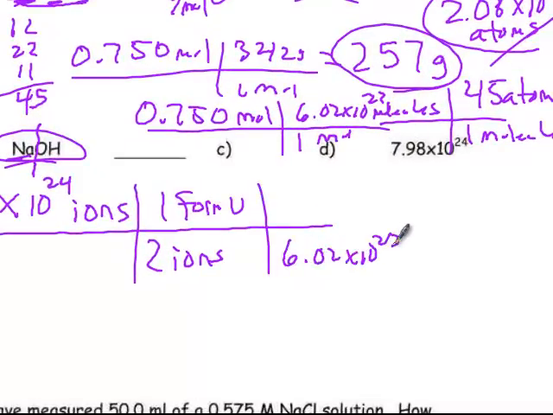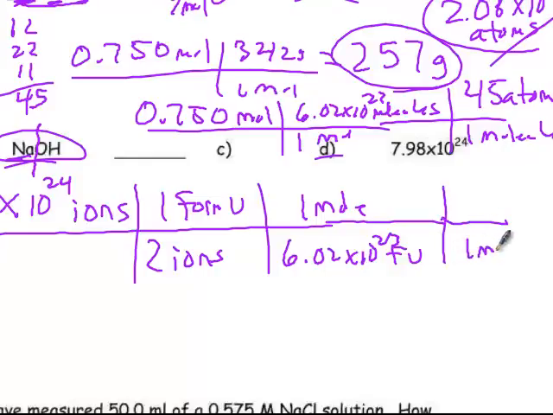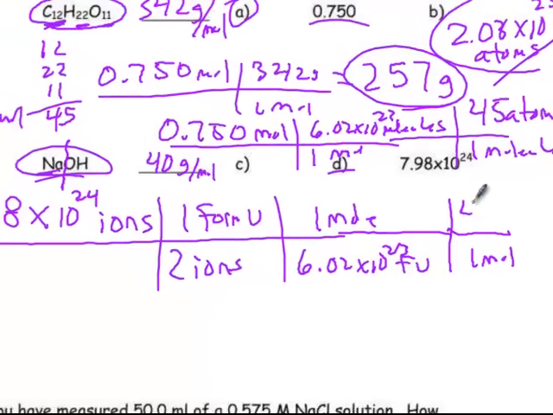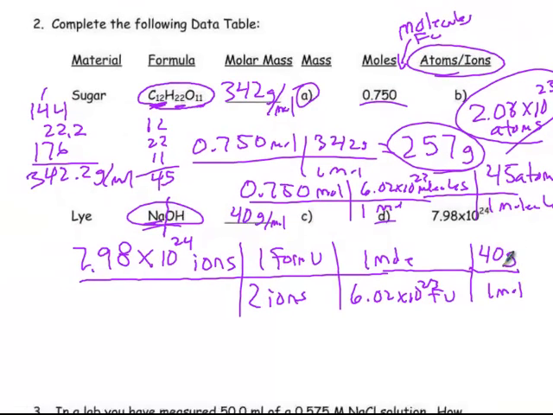6.02 times 10 to the 23rd formula units in 1 mole. And that will give me D, moles. And then the last step is going to be 1 mole and the molar mass. 23 plus 16 is 39 plus 1 is 40. So we have 40 grams per mole. So there's the complete setup.